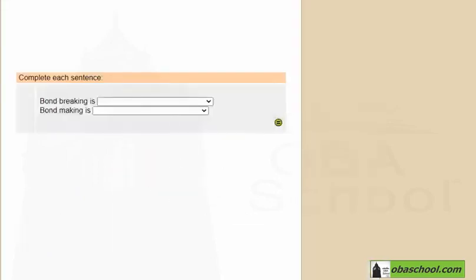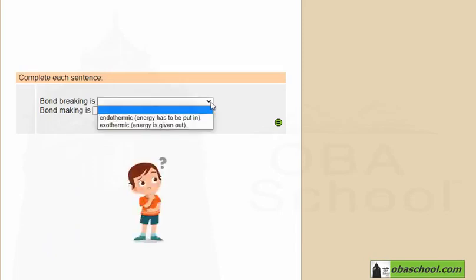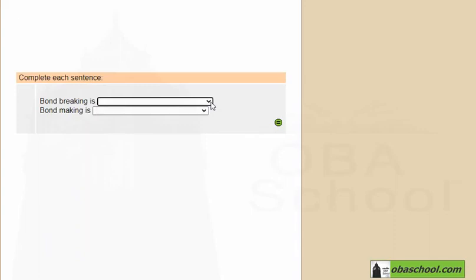Now let's recap while completing each sentence below. Bond breaking, is it an endothermic or an exothermic process? Well, does it need energy to be added or will it release energy? Remember that to break a bond, energy should be added, therefore it's an endothermic process. On the other hand, bond making or building will release energy, thus it's an exothermic process as we've mentioned before.